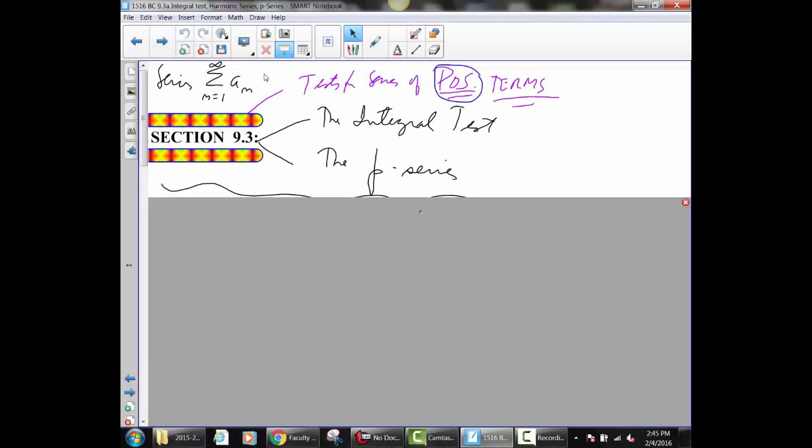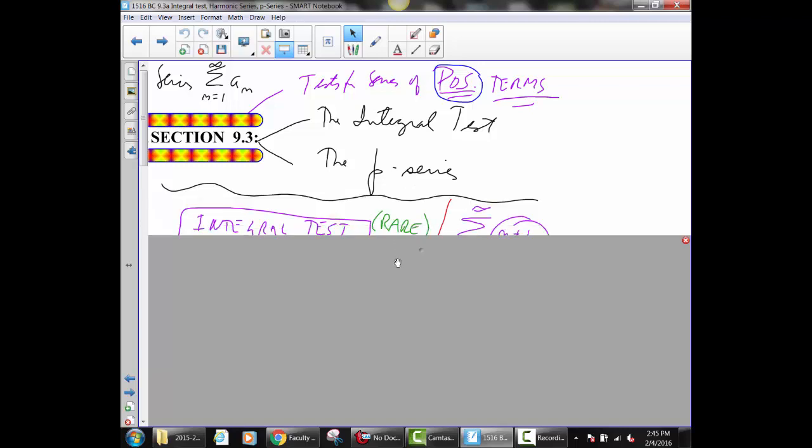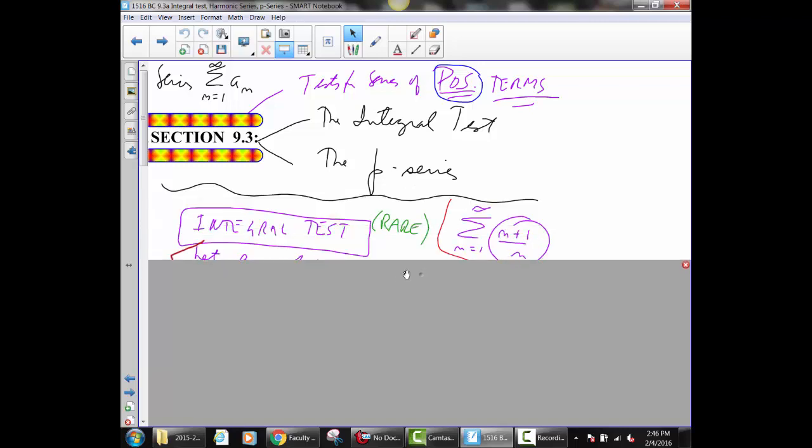Okay, so these are tests, and it's important you understand in 9.3, these tests only work for series with all positive terms. So they do have to all be positive terms, and we are going to see the integral test and the p-series, and we'll get to the harmonic. So we're going to talk about the integral test.